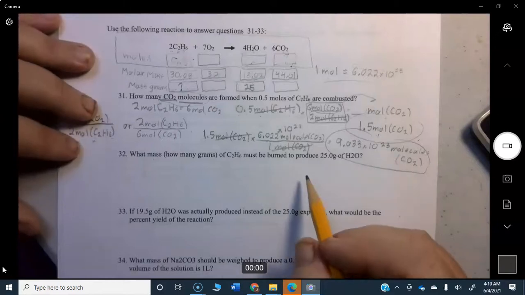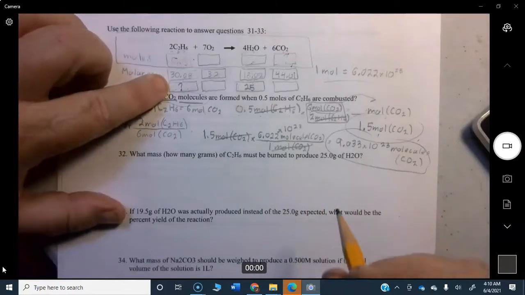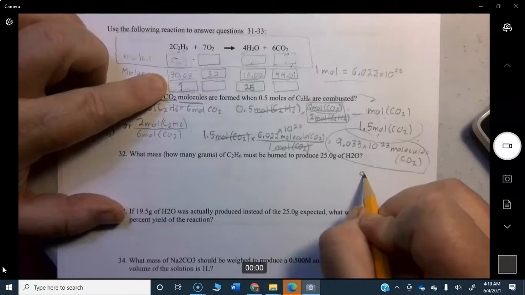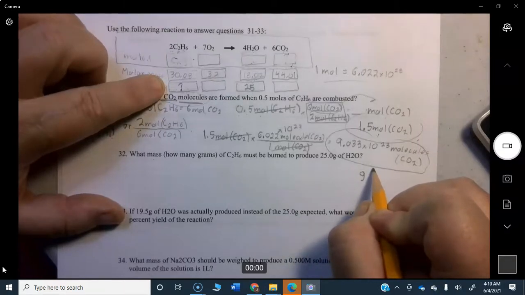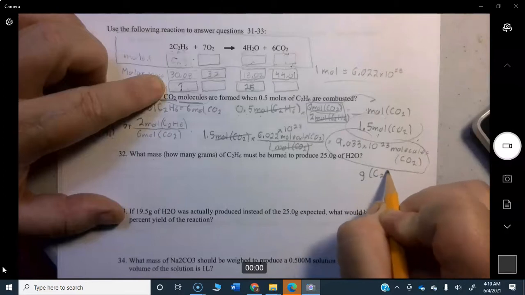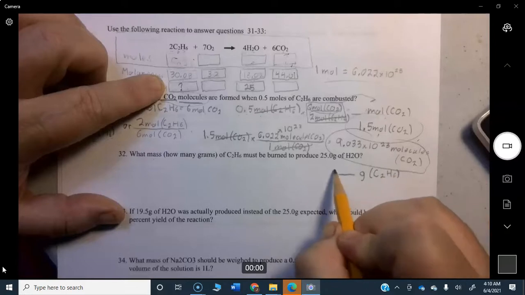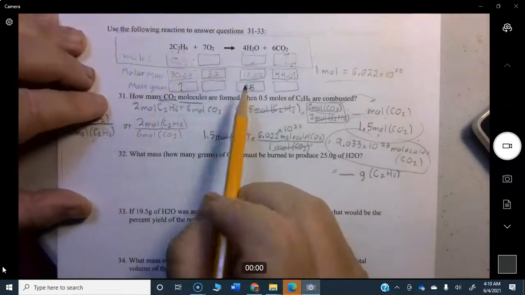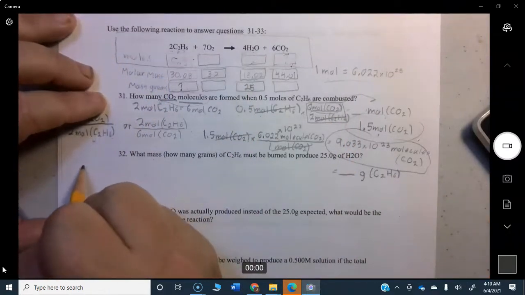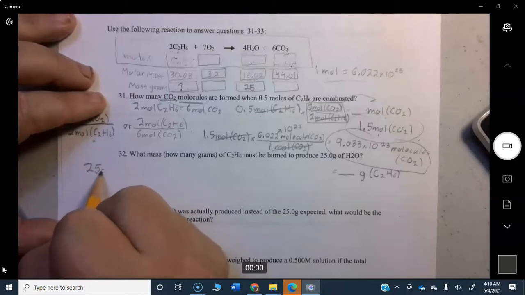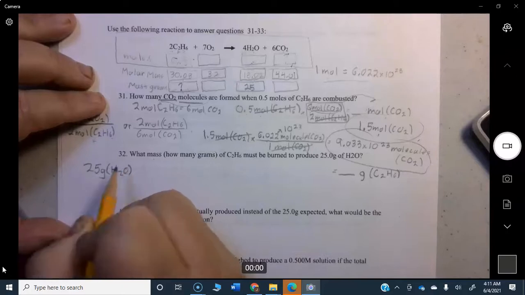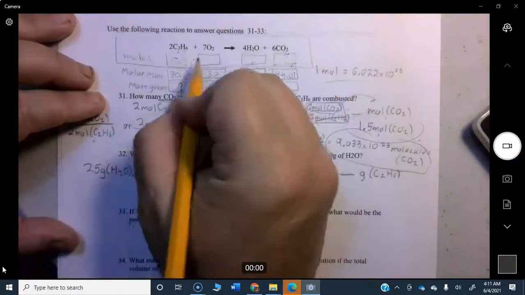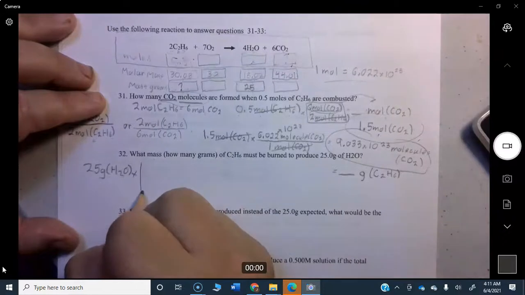Okay, so we're going to start. What we're trying to find is grams, and this is going to be a 3 conversion problem. So you stretch this all the way across the page here. Grams of C2H6. Okay, right there. And you're going to start with 25 grams way over here of H2O. Okay, and it's 1, 2, 3 conversion. So I'm going to draw 3 boxes.